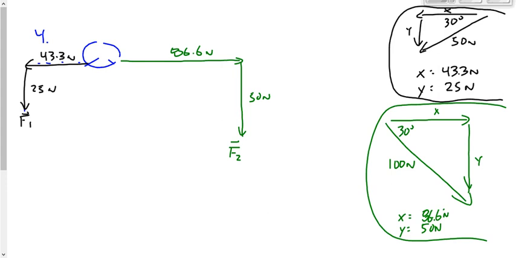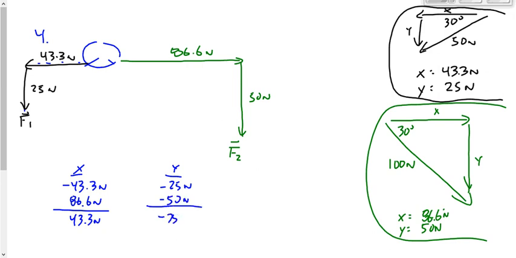So now this question is almost exactly like question number 2 is. We don't have any funny angles. We just have a few vectors that we got to add together. Let's do that right now. The X component and the Y component. The X component of the first vector is negative 43.3. And the X component of the second vector is 86.6 newtons. We add those up, we get 43.3 newtons. And the Y component of the first one is negative 25. The Y component of the second one is negative 50. That gives me negative 75 newtons.